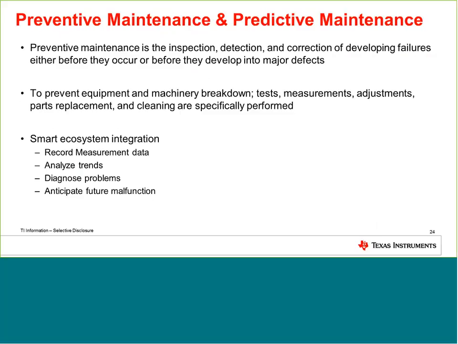So for that reason, it's very important that we know the health of the machine, of the equipment, before major defects develop, and then we can schedule and do maintenance and replacement of certain parts on our terms, not when it's breaking or the machine is not working anymore. So we need to measure certain data, analyze the trend, diagnose the problems from these trends, and then we can anticipate malfunction and do the preventive maintenance.